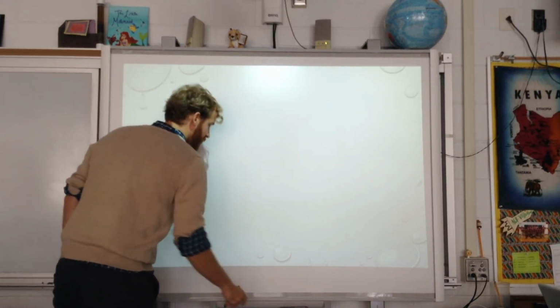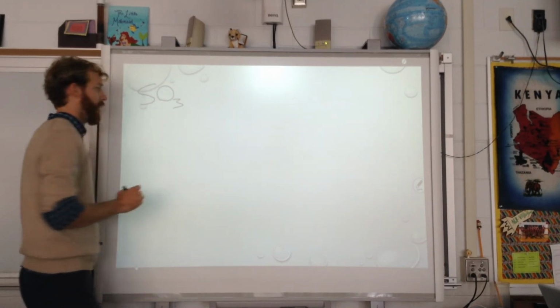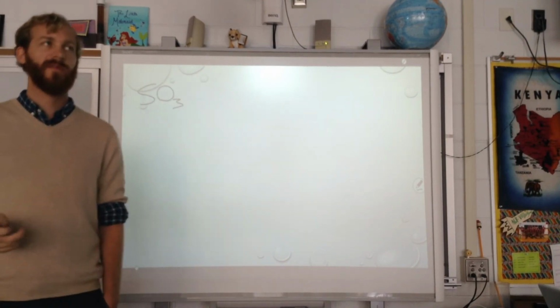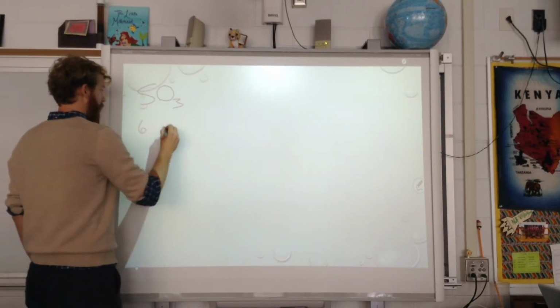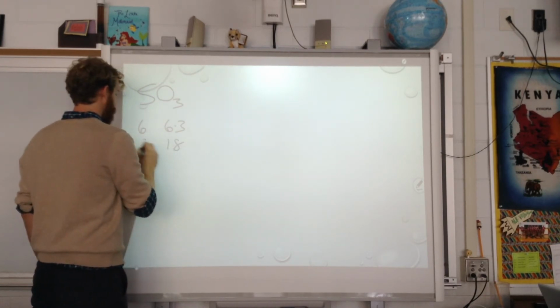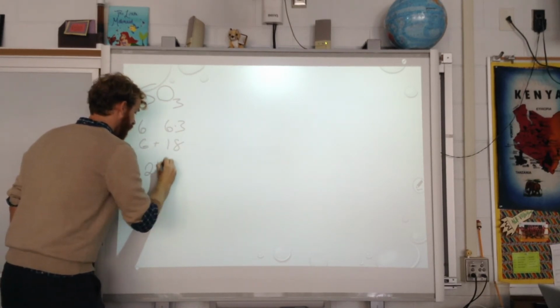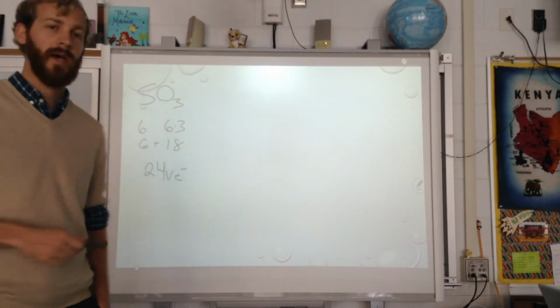Alright, for this example, I want to do sulfur trioxide. So let's count how many valence electrons we have. Sulfur has 6, oxygen has 6, but there's 3, so that gives us 18. 6 plus 18 is 24 valence electrons. So we should have 24 valence electrons at the end of this.